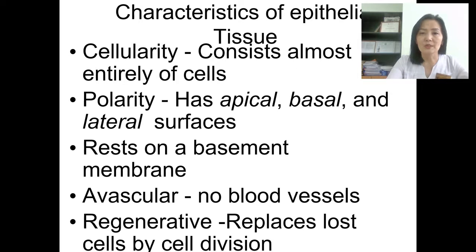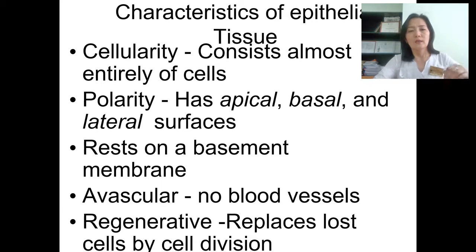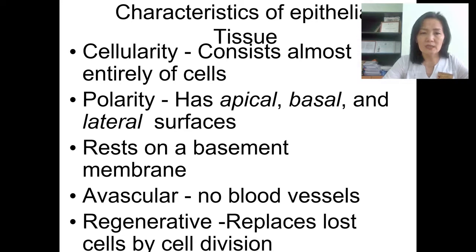Okay, let's talk about epithelial tissue. If we look at the characteristics of epithelial tissue, the first characteristic is cellularity. What does it mean? Epithelial tissue consists of only cells. Second one, polarity. Each cell of epithelial tissue has apical, basal, and lateral surfaces, and cells of the epithelial tissue rest on the basement membrane. Next characteristic is avascular tissue: inside of epithelial tissue, there are no blood vessels. And the next characteristic is regenerative, meaning it replaces lost cells by cell division.